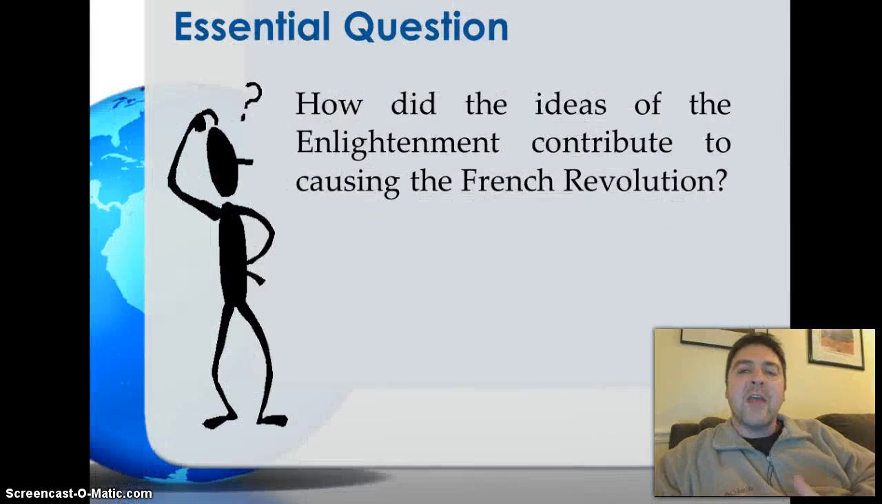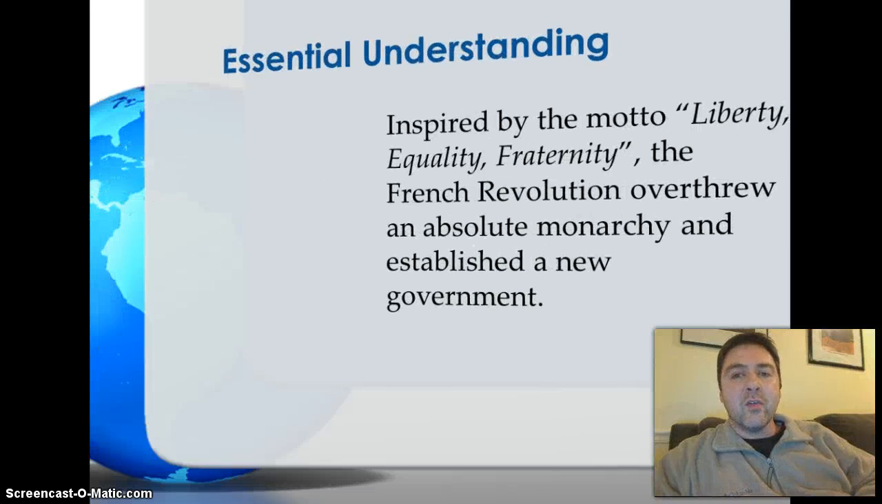The essential question we hope to answer in this standard is, how did the ideas of the Enlightenment contribute to causing the French Revolution? You studied the Enlightenment, or the Age of Reason, in Standard 6B. So we're really looking to see how did the philosophies and the ideas that developed during the Enlightenment, the late 1600s and early 1700s, how did they contribute to the outbreak of the French Revolution in the late 1700s?